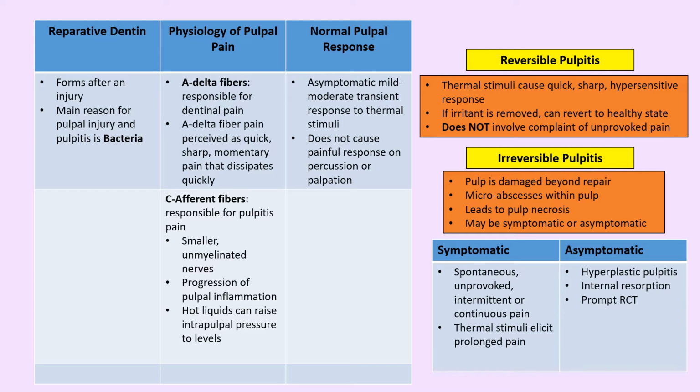Irreversible, we have the symptomatic where the pain can come on its own, so spontaneous pain, unprovoked pain, and with the stimulus, the pain that you're feeling is going to be lingering, that stays for more than 10 seconds even after the stimulus is removed. Also in symptomatic irreversible pulpitis, you can have pain on postural changes. For example, when you're sitting, you don't have pain. When you lie down, you're going to have the pain. While asymptomatic, like internal resorption or hyperplastic pulpitis, it doesn't come with the symptoms.